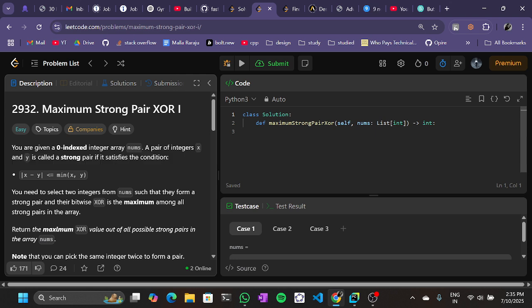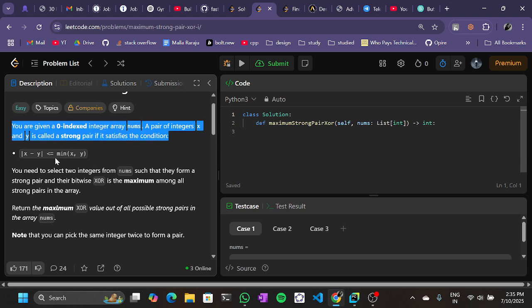The problem statement is we are given a zero-indexed integer array nums. A pair of integers x and y is called a strong pair if it satisfies the condition: the absolute difference between x and y is less than or equal to the minimum of x and y.